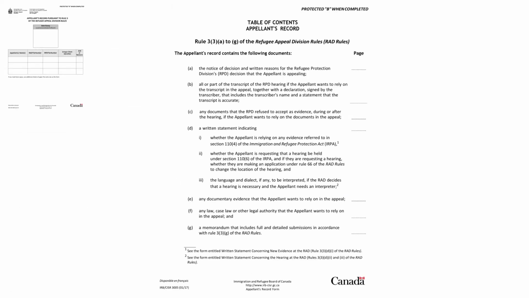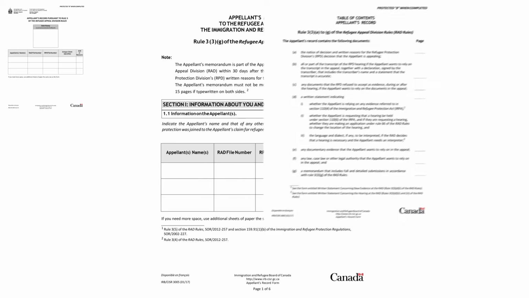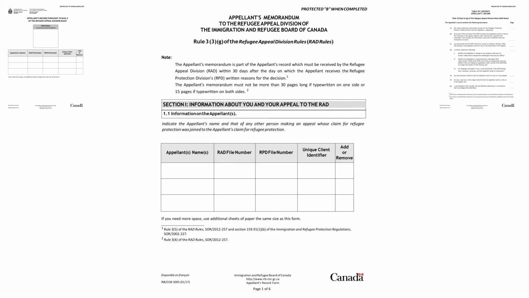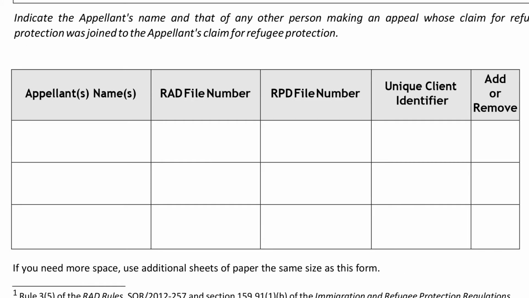The second page is a table of contents. Don't worry about this for now. We'll come back to it later. On the third page, you'll find the appellant's memorandum. In section 1.1, put in your information.